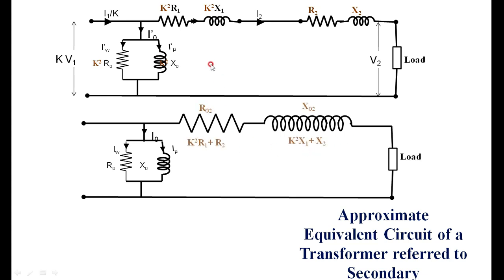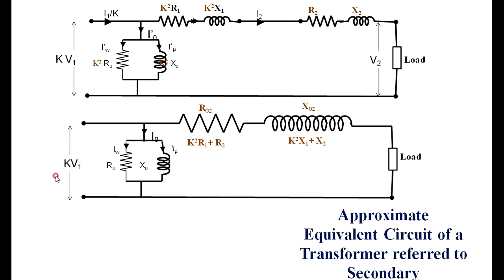Now the transfer to the secondary side. I am defining R02, the equivalent resistance of the transformer referred to the secondary. Therefore, it is K square times R1 plus R2. Here X02 is K square times X1 plus X2. It is the equivalent reactance referred to the secondary side. It is the equivalent resistance referred to the secondary side.